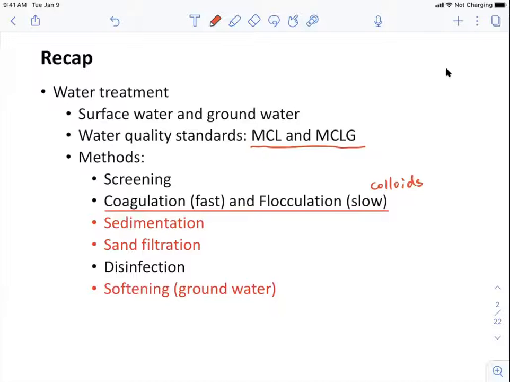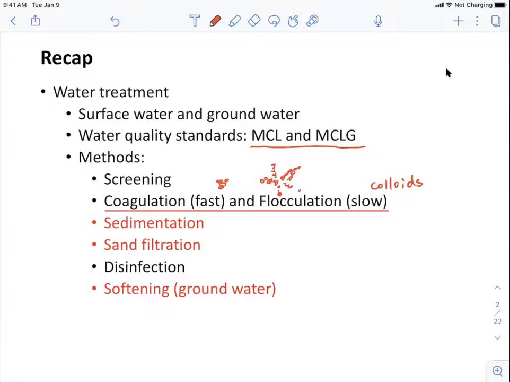So we add coagulants into the colloid suspension to form larger particles. Then these larger particles can coagulate with each other to form flocs, right? Basically we form larger particles at the beginning, and then these larger particles form those branched structures. We call these flocs. Because of that, we need to consider which process needs to happen really fast and which process needs to be very slow.